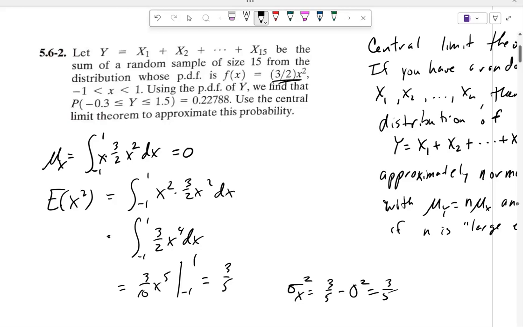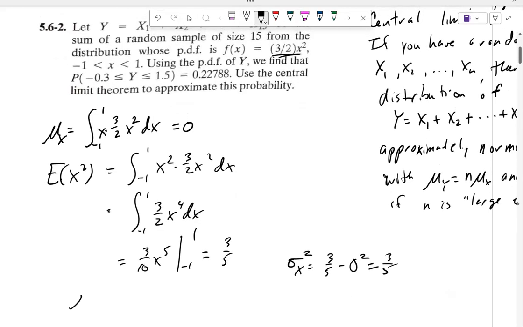Okay. All right, so now, what's the mean for y? Still 0. The variance for y is 15 times the 3/5. Good. So I just get 15? No, we don't. We get 9. Try that again. 15 divided by 5 is 3, not 5. Sorry.